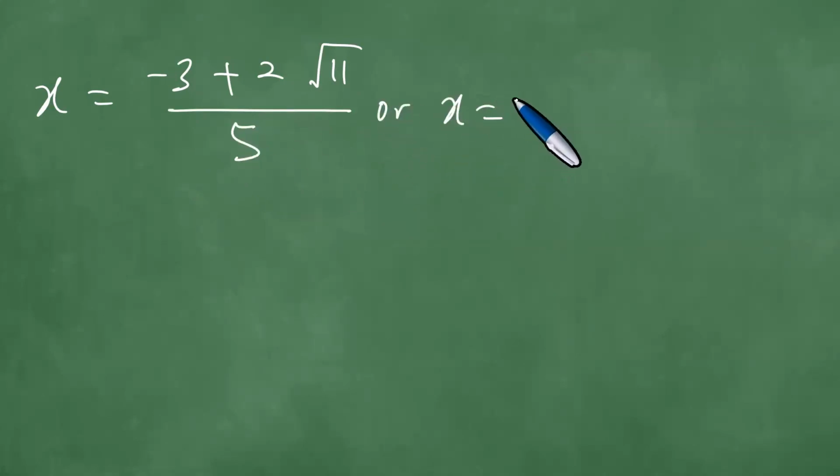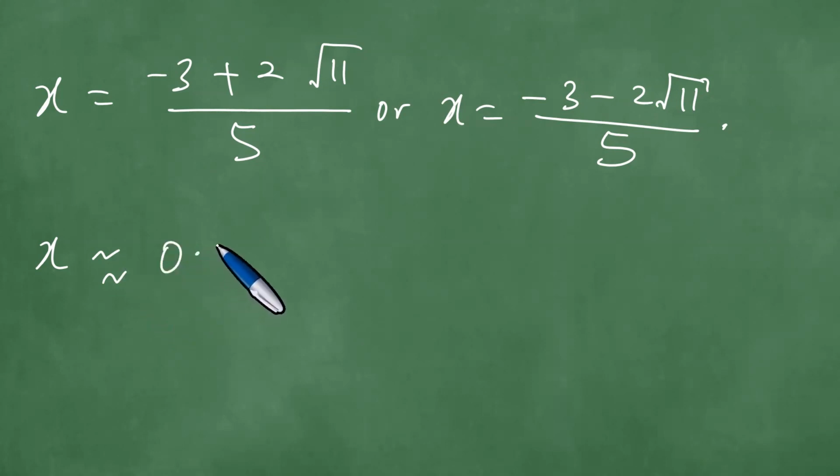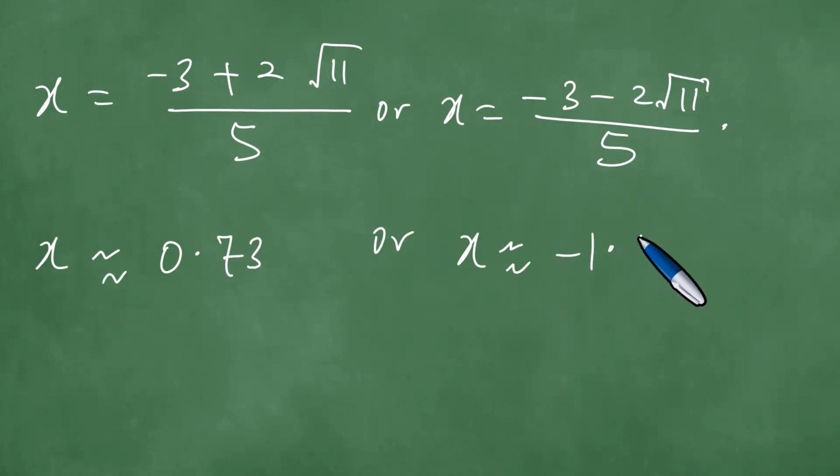Or x equals minus 3 minus 2 into the square root of 11 out of what? Out of 5. So these are the answers, but we can find the decimals of this, as the writer was saying. So the first one is this one, which is 0.73 to two decimal places, or x is approximately minus 1.93. Good. Okay, so these are just warm-up exercises. We're yet to get into serious business.